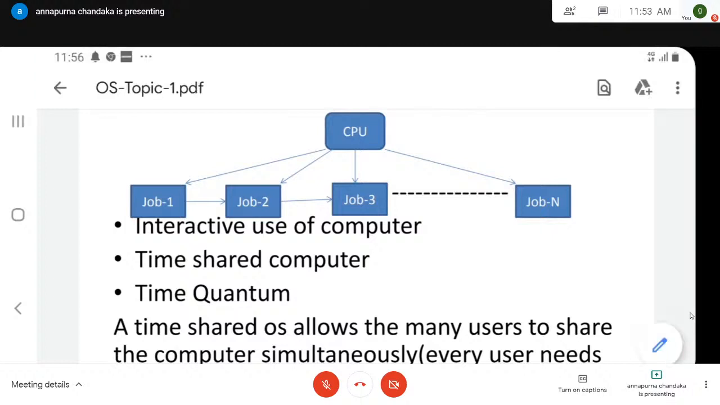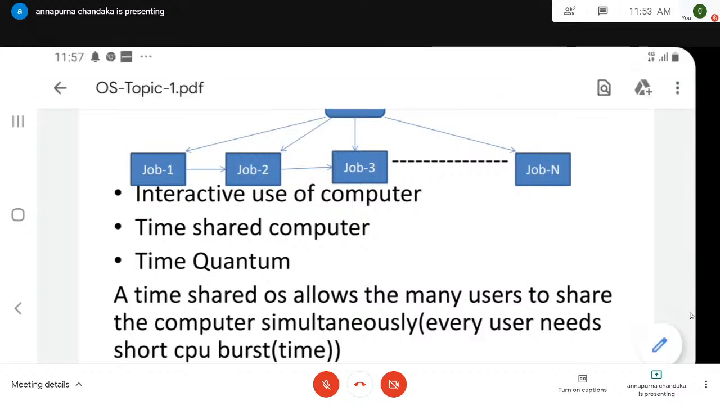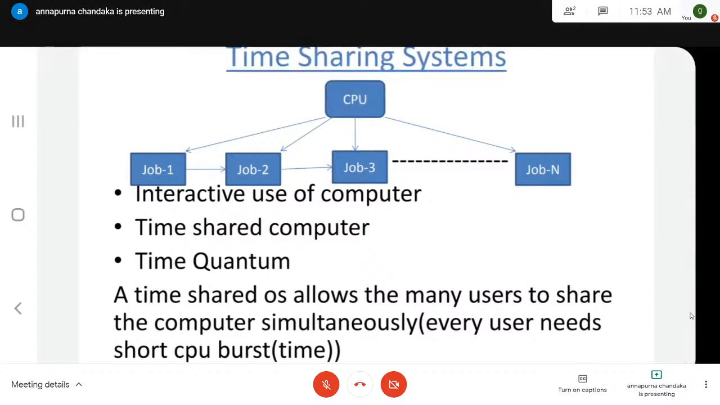Now, that is job 1, job 2, and so on. That implies each and every user running a program is thinking that they have their own processor. But really there is only one processor shared by all the users at the same time. This is called a time shared operating system, which allows many users to share the computer simultaneously.